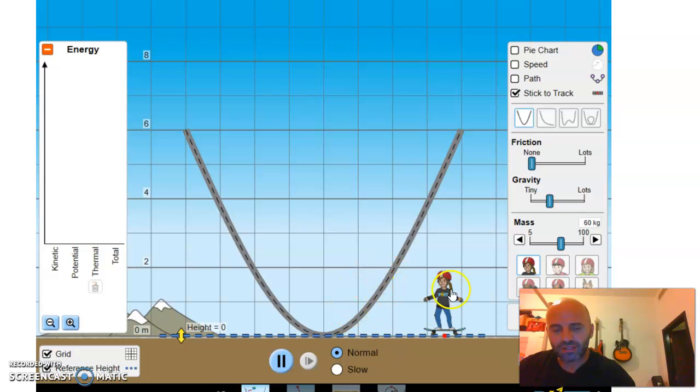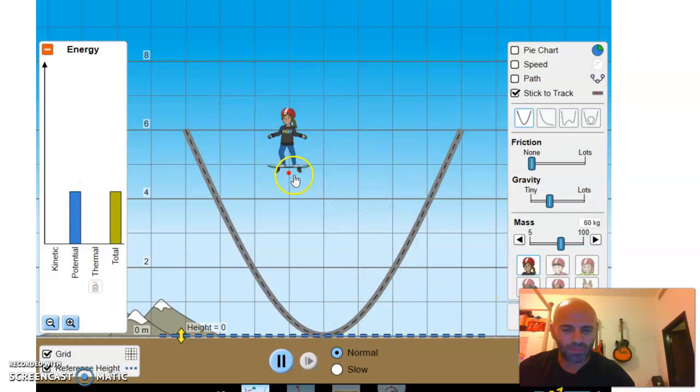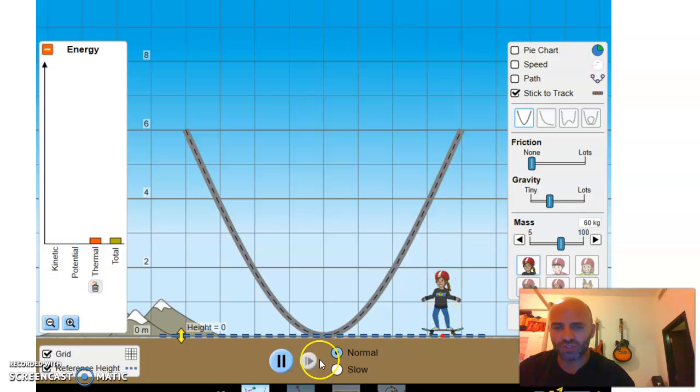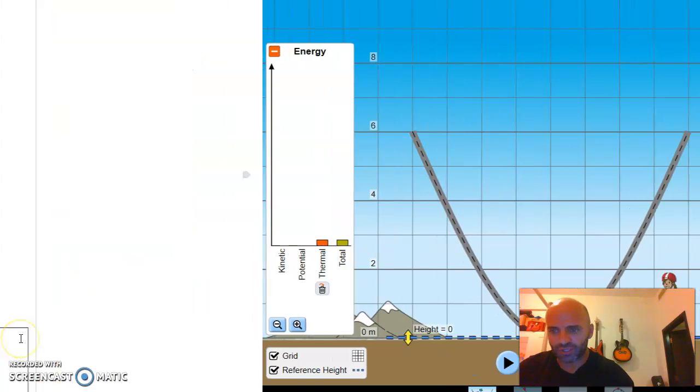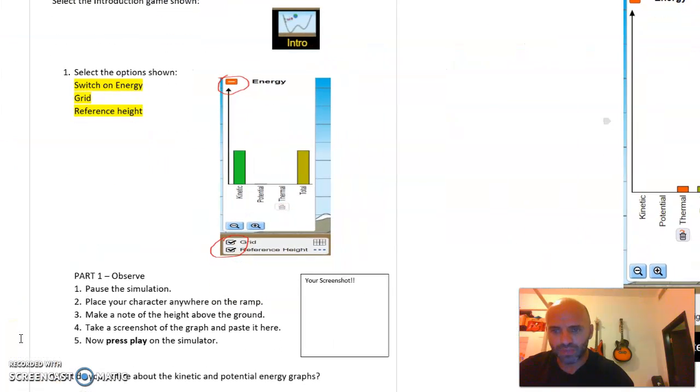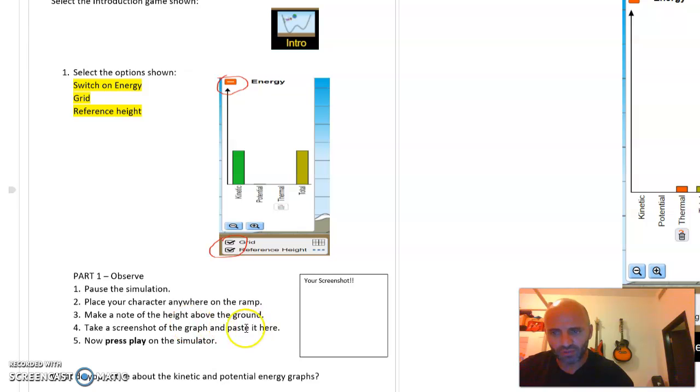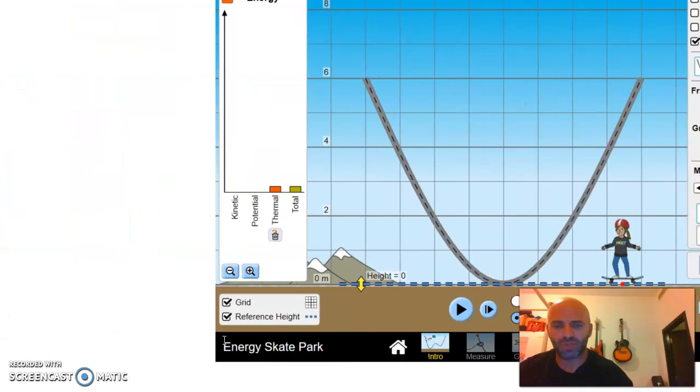So the next thing I'd like to do is to put my skater on somewhere, but if I just drop her straight on, then she's going to start moving straight away. So what I'm going to do is pause the simulation straight away before I turn it on, and I'm going to put her on slow. I'm going to scroll back over here and just have a close look at what the instructions are. It says make a note of the height above ground and then take a screenshot of the graph and paste it here. Okay, and then press play on the simulator.